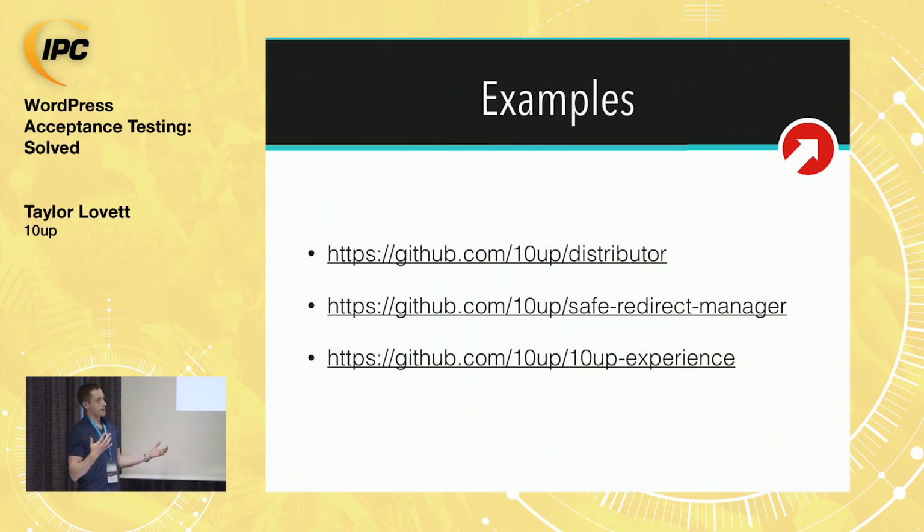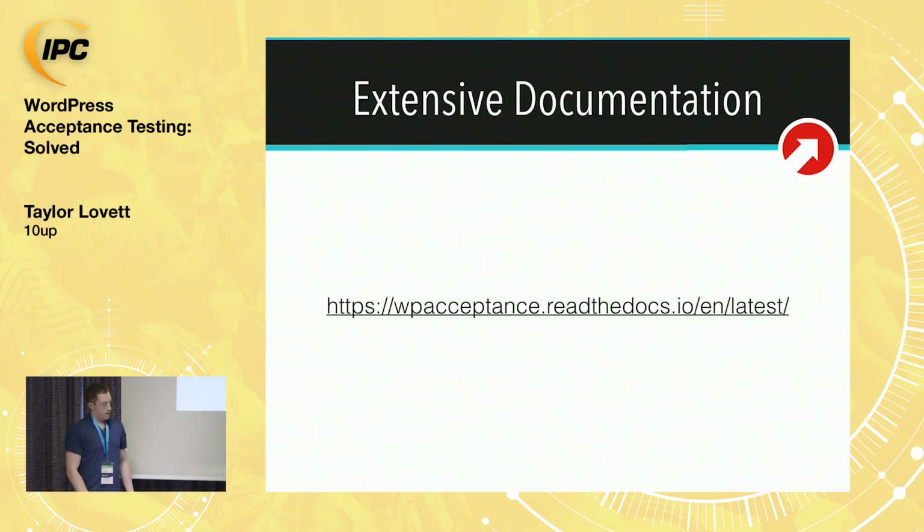We have a ton of examples if you want to see WP Acceptance in action, or you can pull code from these projects and add it to your own applications. Here are some GitHub links. Again, slides will be available. There is a ton of documentation on WP Acceptance, as well as some cookbook code that you can pull into your projects. The link is there.